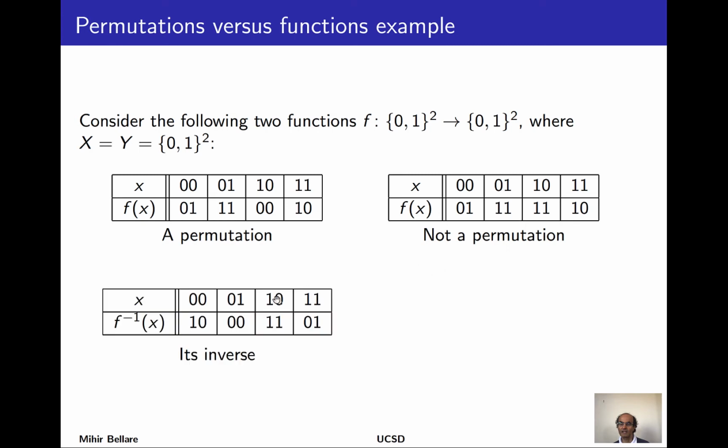If it's a permutation, we can write an inverse, and it simply reads this table backwards. So it would say 0,0 maps to 1,0, 0,1 maps to 0,0, 1,0 maps to 1,1, and 1,1 maps to 0,1.